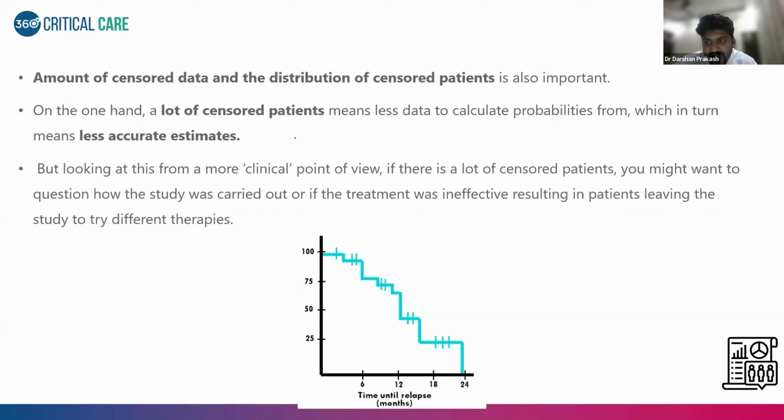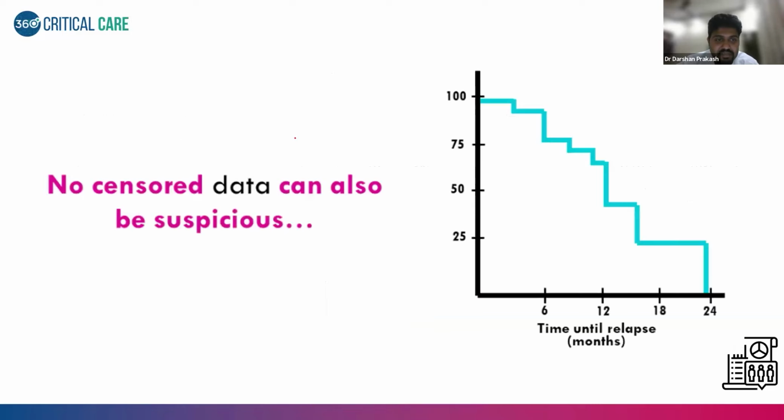If the result analysis or the discussion in the paper mentions why that many incidences of censoring happen, then it is good. If it is not there, probably you need to question twice about the accuracy of that particular analysis. Okay. Also remember, if there is no censor data, probably it is too good to be true. So that is also something that we need to keep in mind.